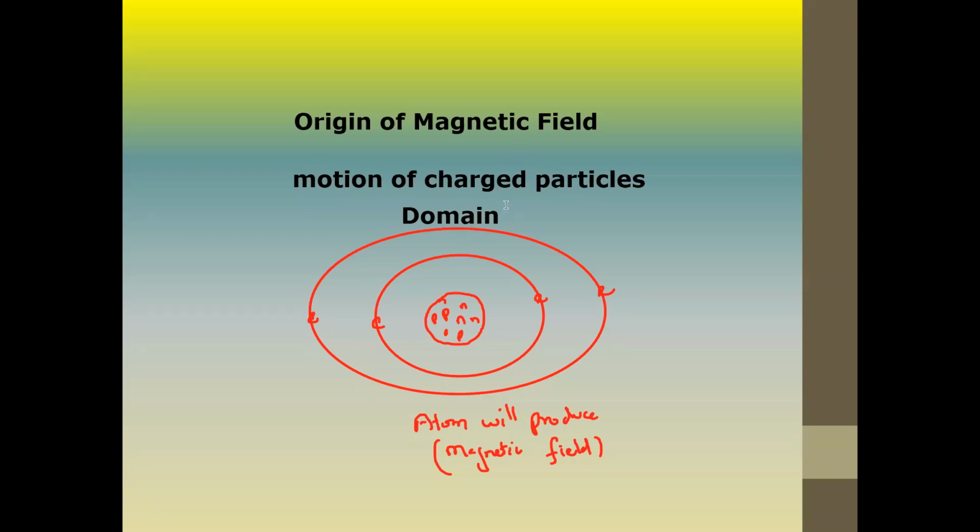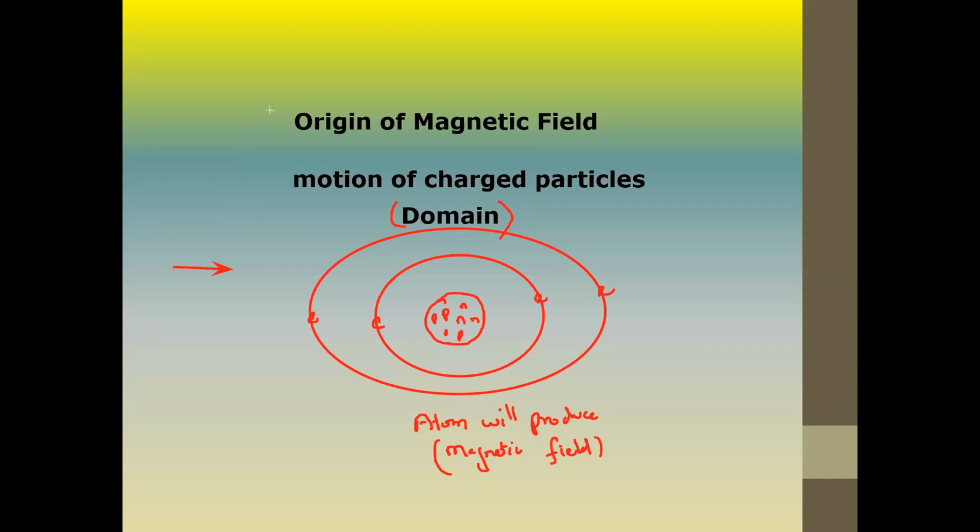So what is the origin of the magnetic field? What is the start of the magnetic field? It is the motion of the charged particles. As we know, an atom consists of neutron, proton, and electron. These particles are not stationary, they are moving. And due to the movement of these particles, such as electron and proton, the atom will behave like a magnet, or the atom will produce a magnetic field. And we call that atom a domain. So how do we represent a domain in terms of magnetic field? We use an arrow to represent a domain.